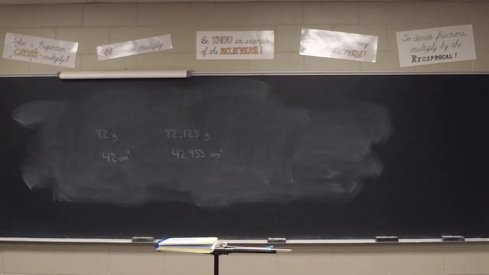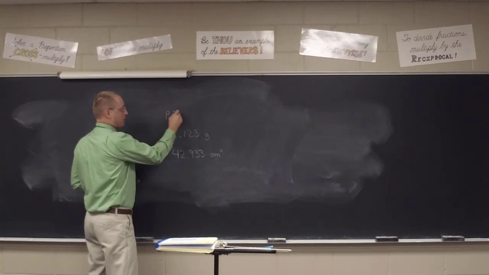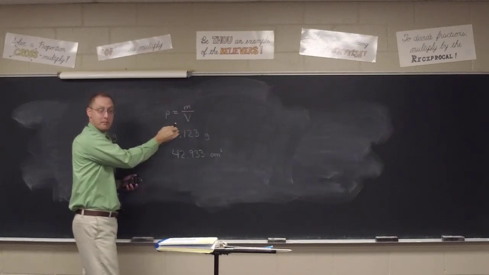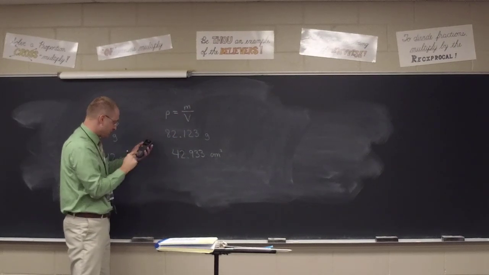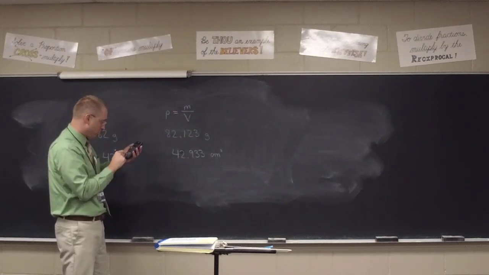Well, if you were to take out a handy-dandy calculator, which I just so happen to have, and you were to say, well, I know that density, represented by a Greek letter, we'll get into that later in science, is the mass of an object divided by its volume. So you say, okay, I'm going to take the mass, which was 82.123 grams. I'm going to divide that by the volume, 42.933.